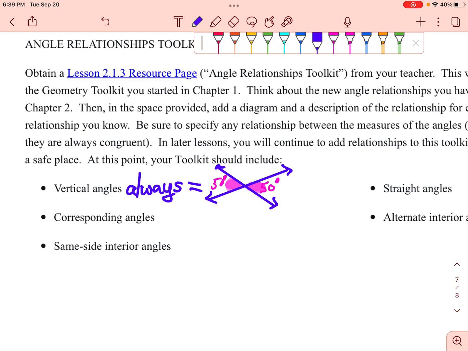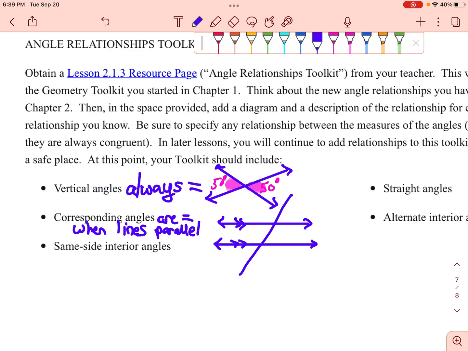The next one, corresponding angles are equal when lines are parallel. So in your notes, make sure you have that and make sure you draw your parallel lines and your transversal, okay, and that you have your corresponding angles labeled right here. Okay, and again, those are equal. So for example, if this is 60 degrees, this is 60 degrees, when the lines are parallel. So in your notes, I would also kind of circle that parallel mark.